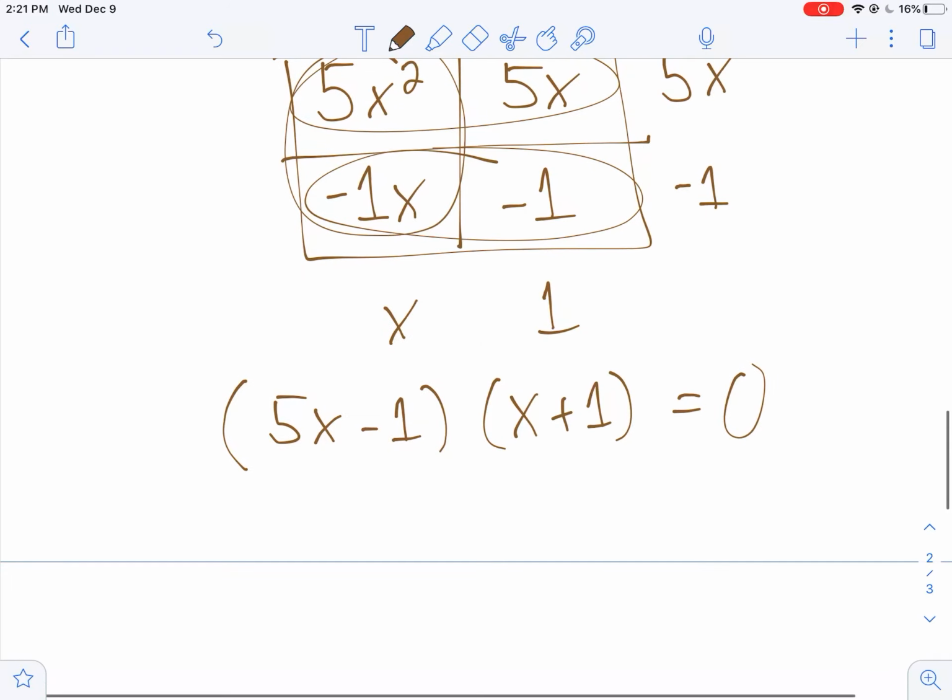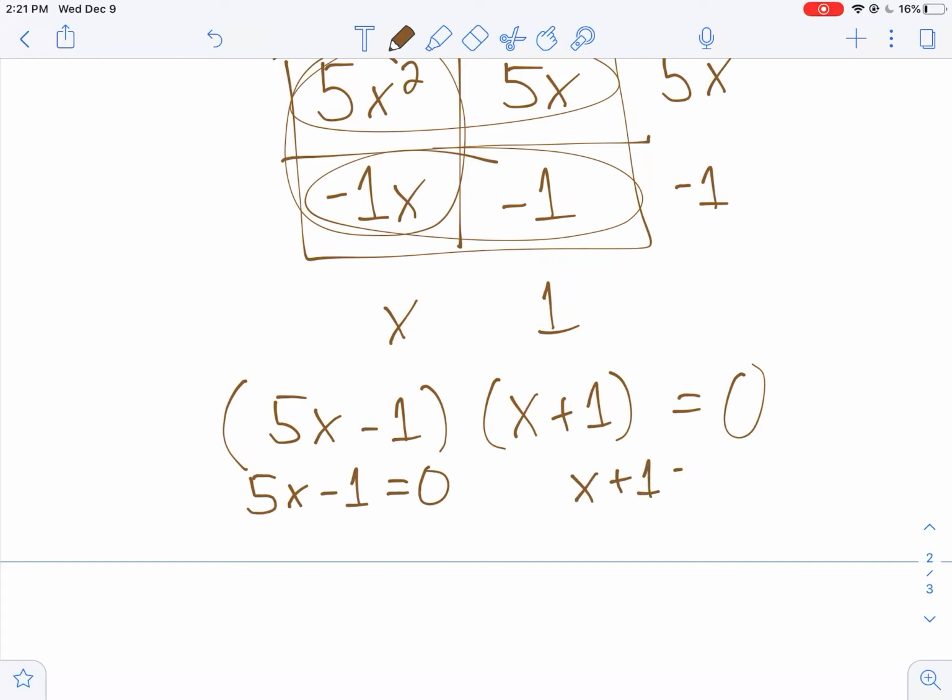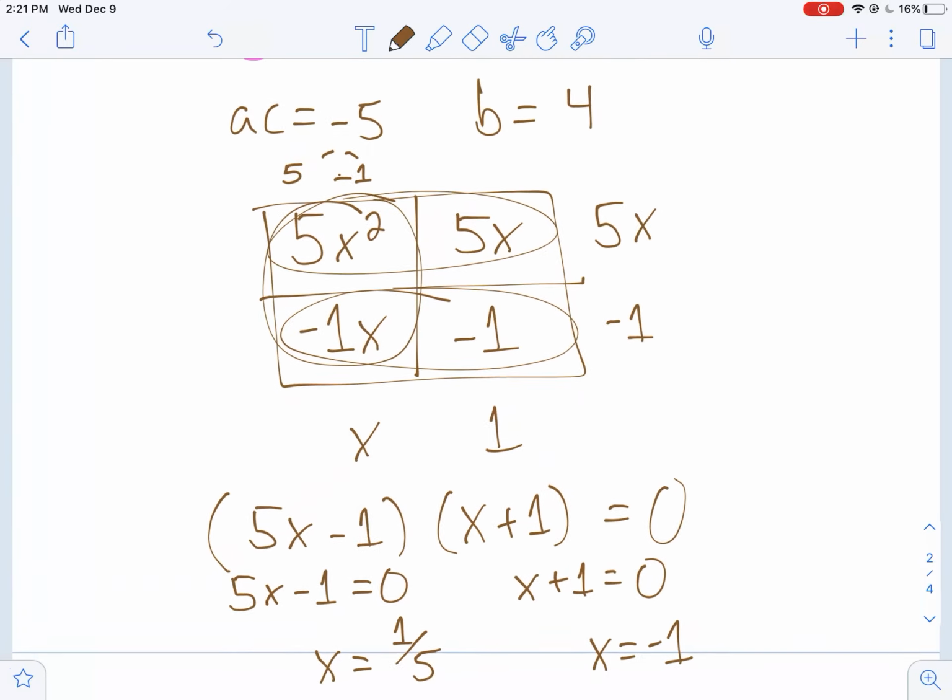And now to figure out my roots, all I got to do is set them to each equal 0. 5x minus 1 equals 0. x plus 1 equals 0. And then if I do out my math, I realize I get x equals 1/5. I also notice that I get x equals negative 1. Guess what? I found my other two roots.